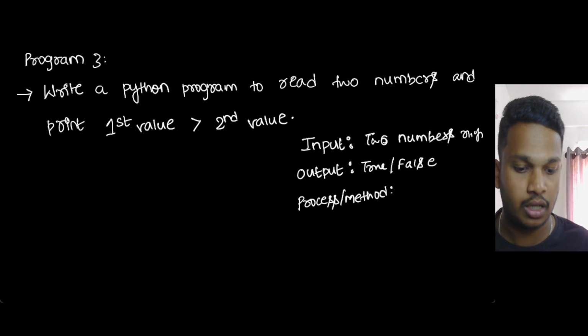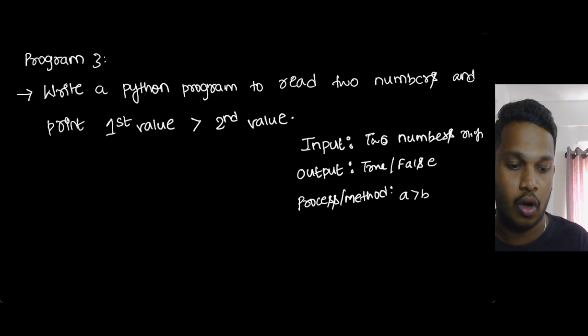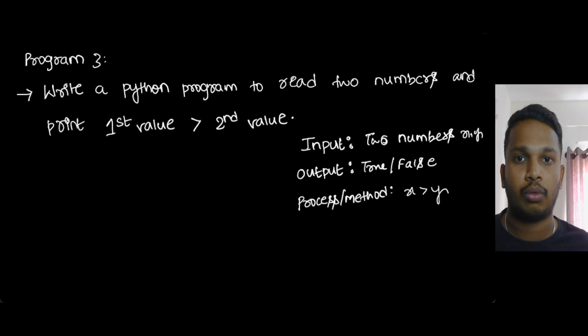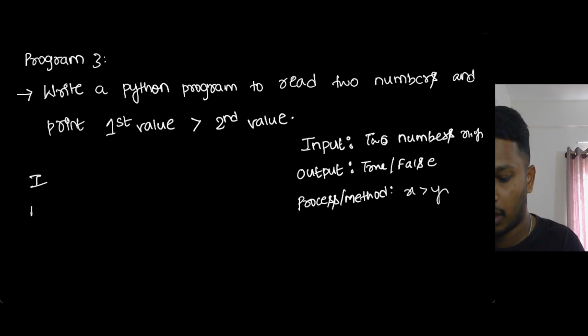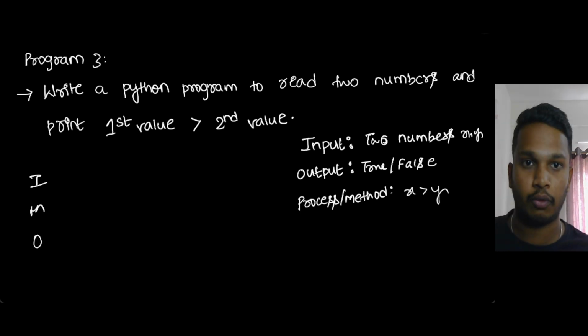Next, what is the process? We should check whether a greater than b, or else x greater than y. Am I correct? First we'll write in English what we understood: input, method, output. These three steps we need to write.